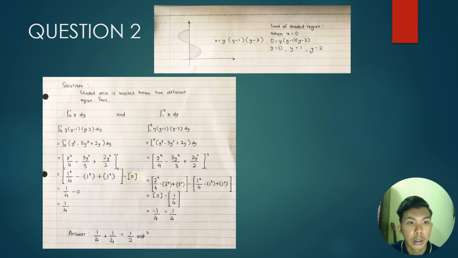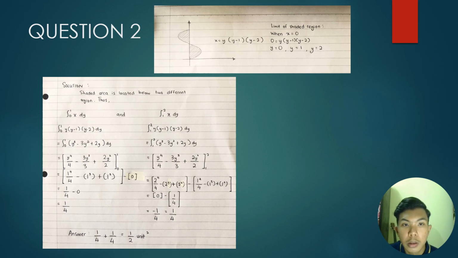So the answer: integrate 0 to 1 of (y to the power of 3 minus 3y squared plus 2y) dy, and then (y to the power of 4 over 4 minus 3y to the power of 3 over 3 plus 2y squared over 2) from 0 to 1, and then (1 to the power of 4 over 4 minus 1 to the power of 3 plus 1 squared) minus 0. So we get 1 over 4.